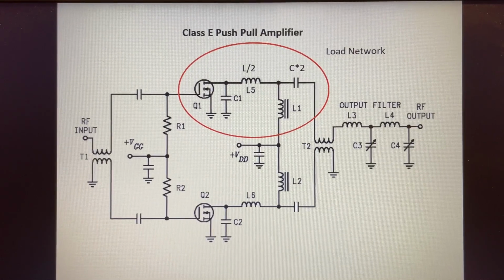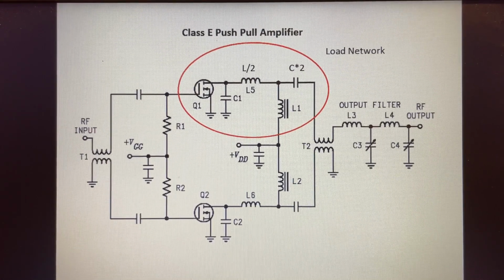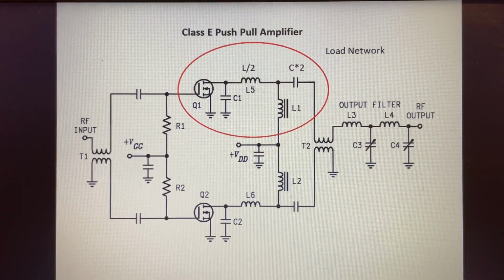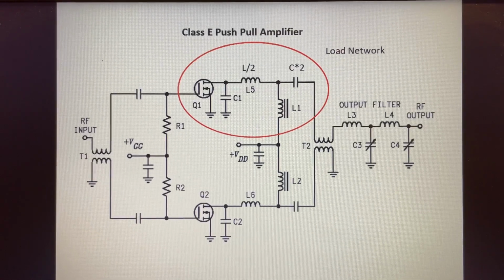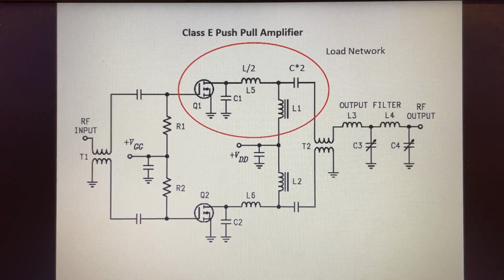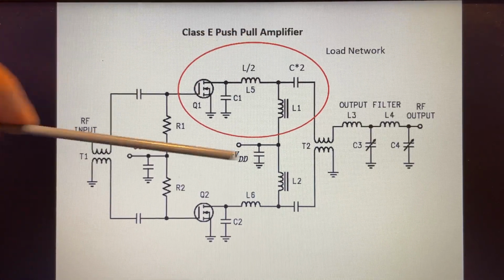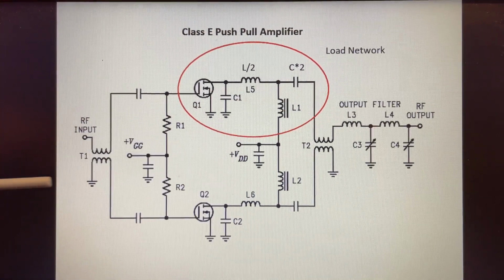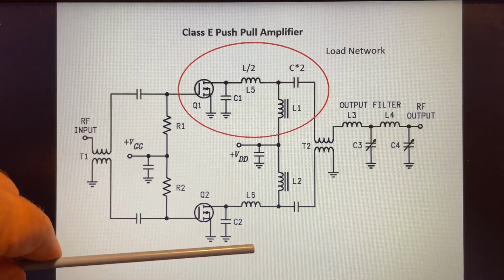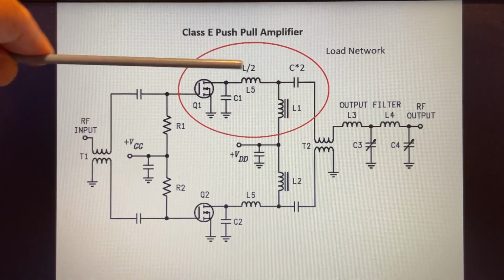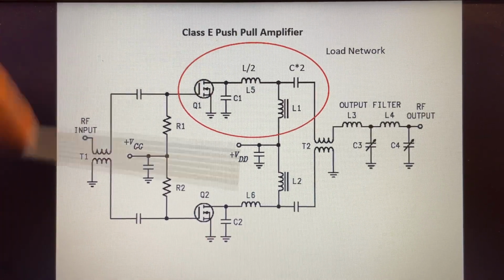Okay, now, just for completeness, we're going to be looking at a single-ended Class E amplifier, but there's a lot of different versions of this. You can have a push-pull amplifier. Here's what the load network would look like in a push-pull configuration for each transistor. So you're using half the value of L and 2 times the value of C.